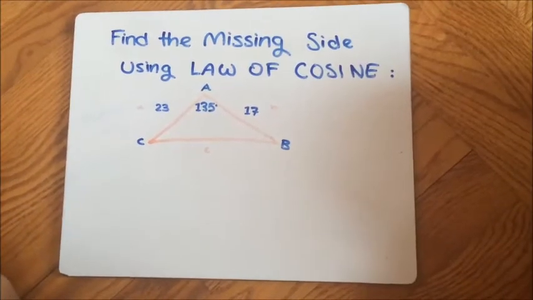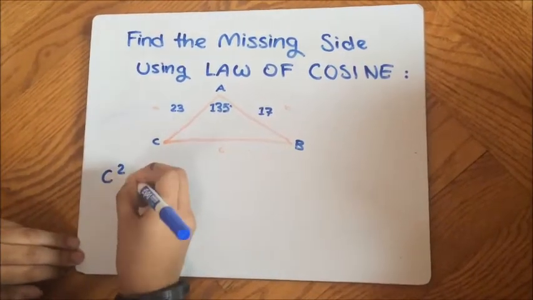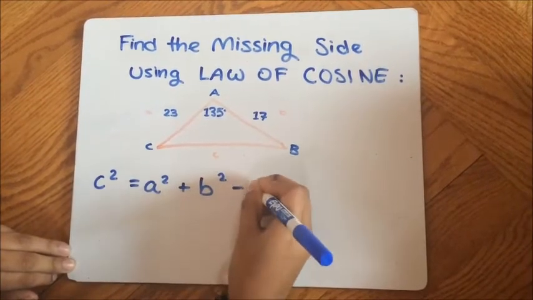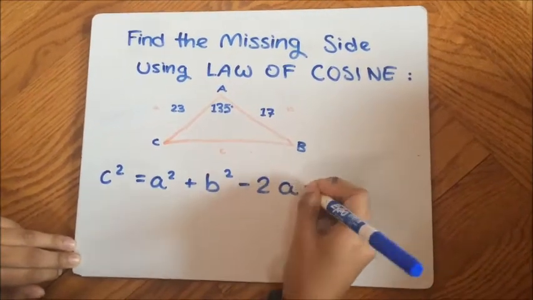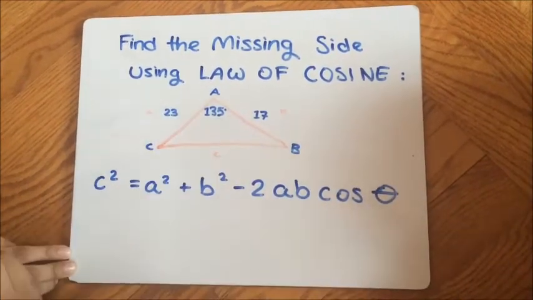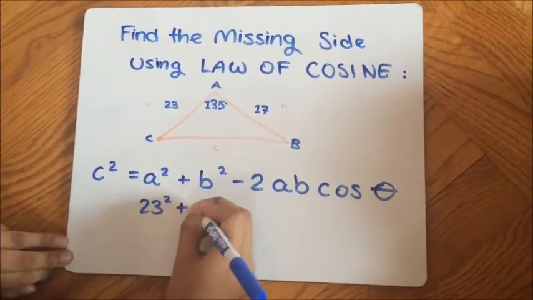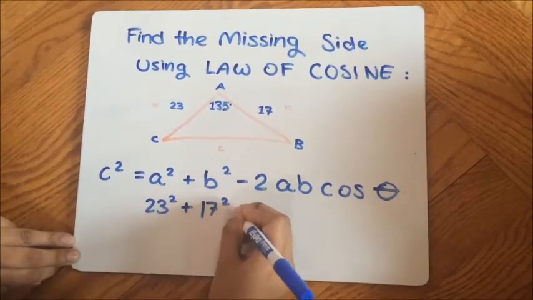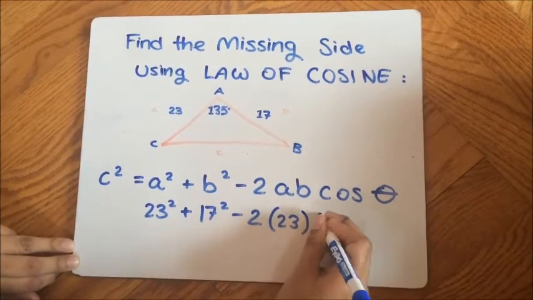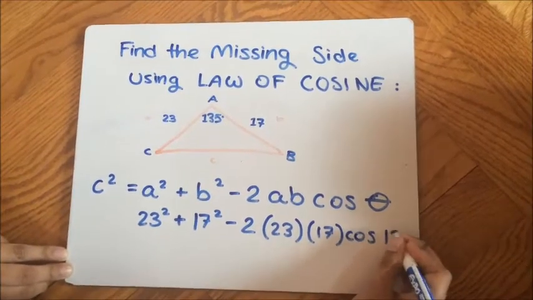The first step is to write down the equation. In this problem, we have to find the missing side of C. The formula for that is written in the following. After that, you fill in the numbers with the following variables. A squared will represent 23 squared, B squared would represent 17 squared, and finally cosine of A is 135 degrees.